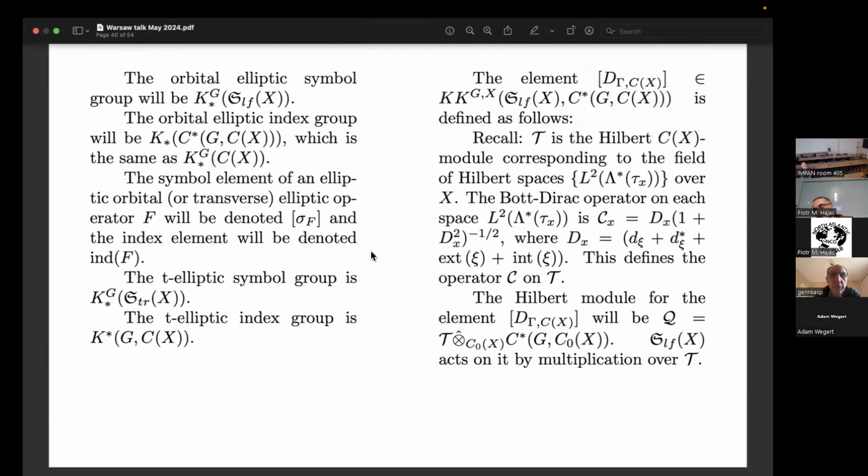Now, to summarize for the compact case, the orbital elliptic symbol groups are these ones. Orbital index groups are these ones, and this is, by the way, isomorphic to this group, in the compact case again. In the non-compact case, it's more complicated. For T-elliptic, it will be this one: K theory of the S trace, and the T-elliptic index is in K homology of the cross product algebra. Oh, again, I forgot the C star. So K star of C star G of C of X. This is C star. No, so many errors. Sorry about that.